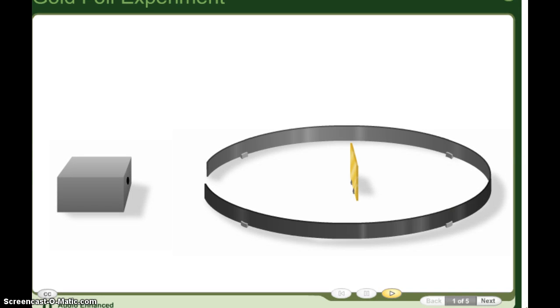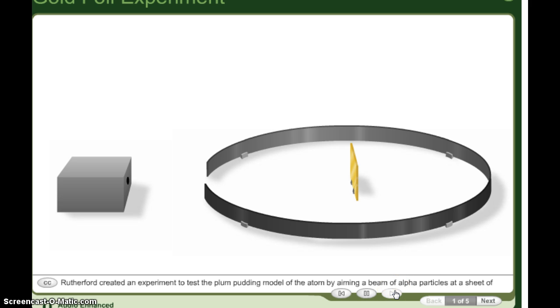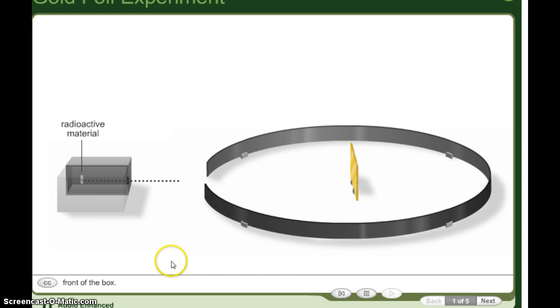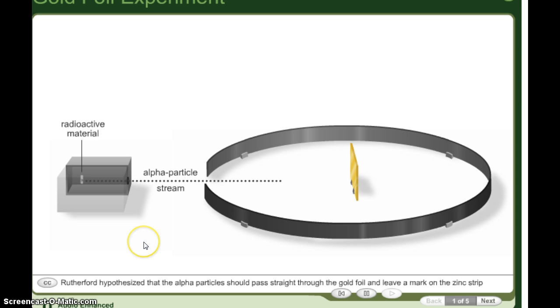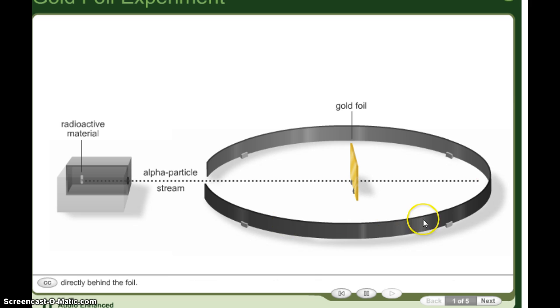All right, so we got Rutherford here and his gold foil experiment. Rutherford created the plum pudding model of the atom by aiming a beam of alpha particles at a sheet of gold foil. A sample of radioactive material in a glass tube sitting inside a lead box would emit alpha particles through the opening in the front of the box. Rutherford hypothesized that the alpha particles should pass straight through the gold foil and leave a mark over here on the zinc strip, directly behind the foil. So it should go really nice in a straight line.